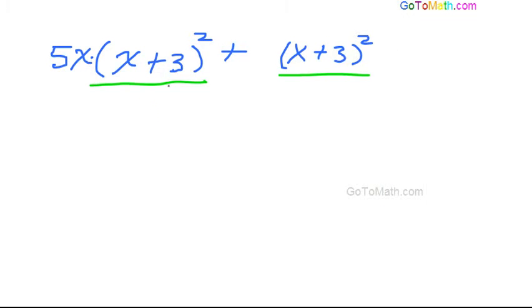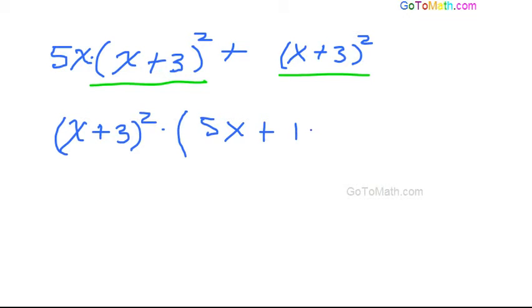What I was doing there. So we're going to pull out an x plus 3 quantity squared. So wrap your mind around that. When we pull out two of them here, pulled out the whole thing, what are we left with? 5x. And we pulled out this whole thing, so we're just left with 1.